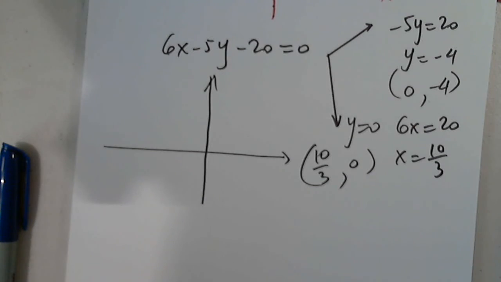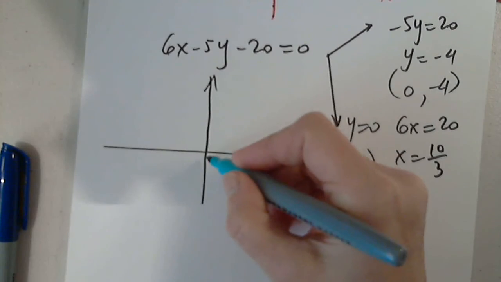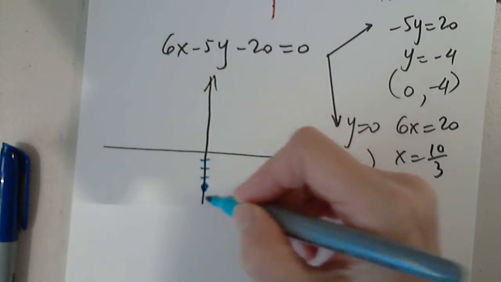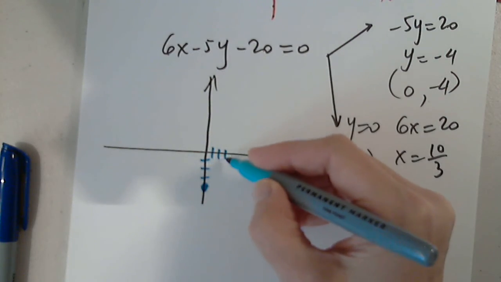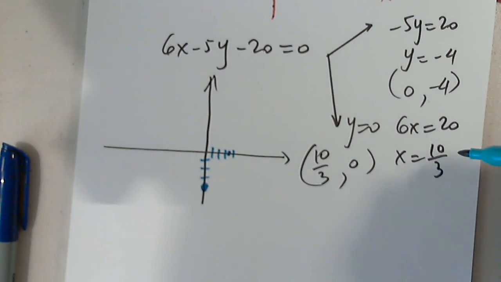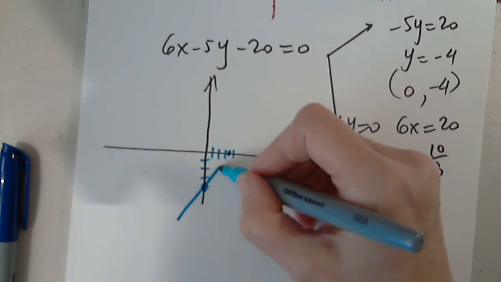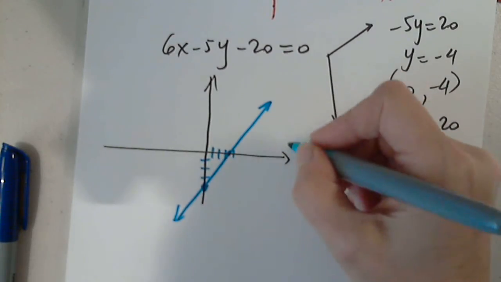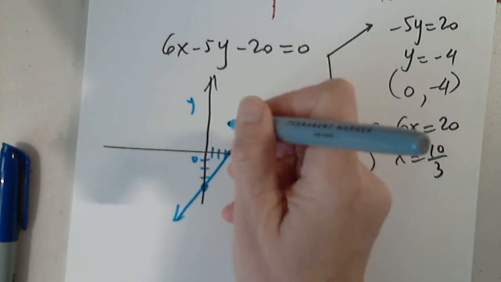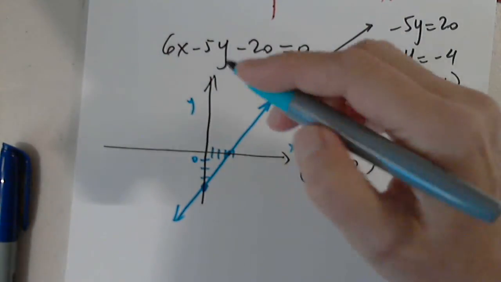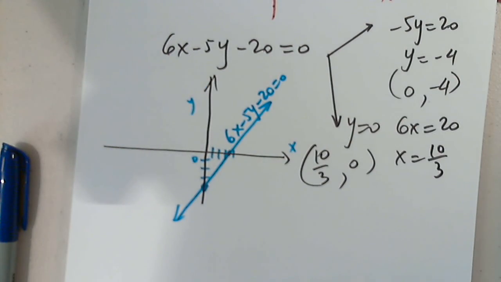Okay, so then now, 0 for x, negative 4 for y. 1, 2, 3, 4. 10/3 for x is a little bit more than 3. 1, 2, 3, 4 here. 10/3 for x, 0 for y. These are the 2 points. I connect them and extend the line. I have to write the name on the line, to the side, to the left, down. It doesn't matter where, but you have to write it somewhere, so we know what we graphed.